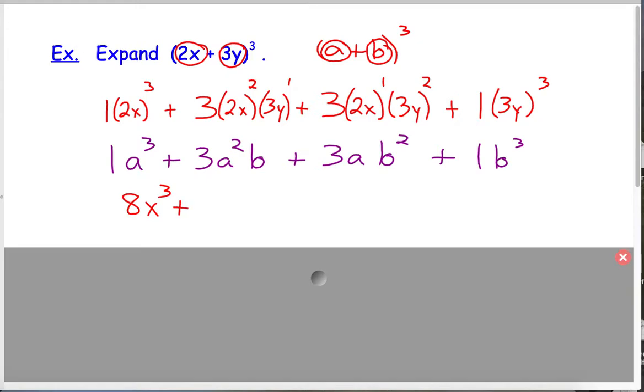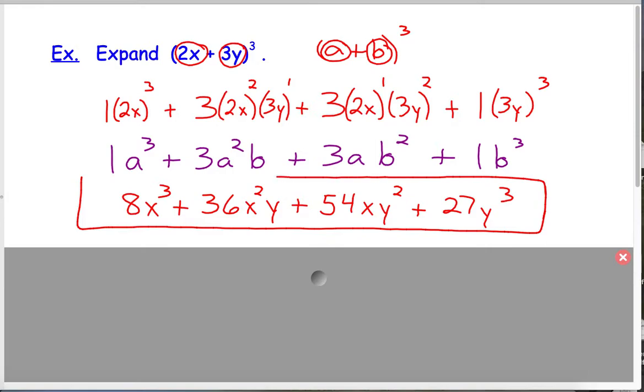For the next one, I have 3 times, now the 2 squared is 4. So I have 3 times 4 times 3. So that'll give me 36. And then I'll have x to the second power, y to the first. For the next term, I'm squaring the 3, so that'll be a 9. So I have a 3 times 2 times 9. That's 54. And then x to the first power, y to the second power. And finally, I have 3 to the third power, which is 27, y to the third.